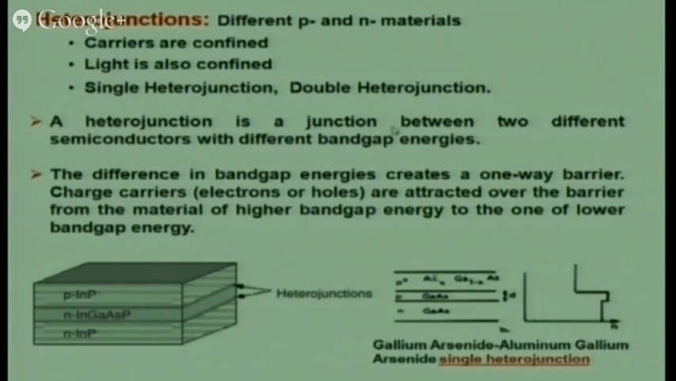A heterojunction is a junction between two different semiconductors with different band gap energies. The band gap for this is different, and for these two it is different. The difference in band gap energies creates a one-way barrier. Charge carriers are routed over the barrier from the material of higher band gap energy to the one of lower band gap energy.